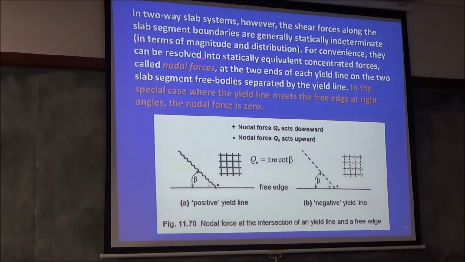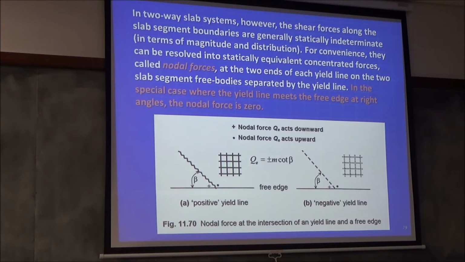For convenience, they may be resolved to statically equivalent concentrated forces called nodal forces at the two ends of each yield line on the two slab segment free bodies separated by the yield line. In the special case where the yield line meets the free edge at right angles, 90 degrees, the nodal force is 0.